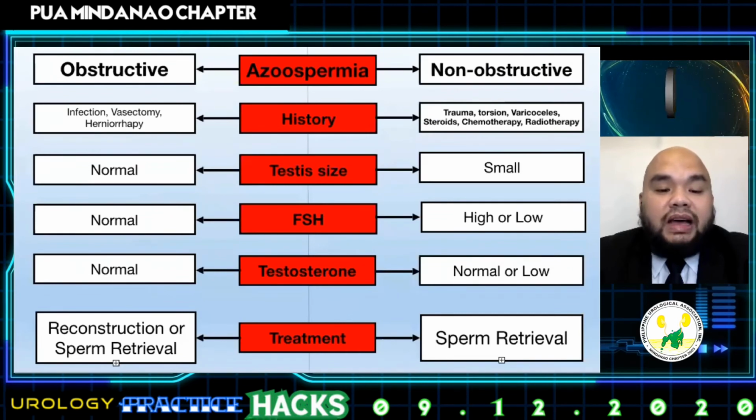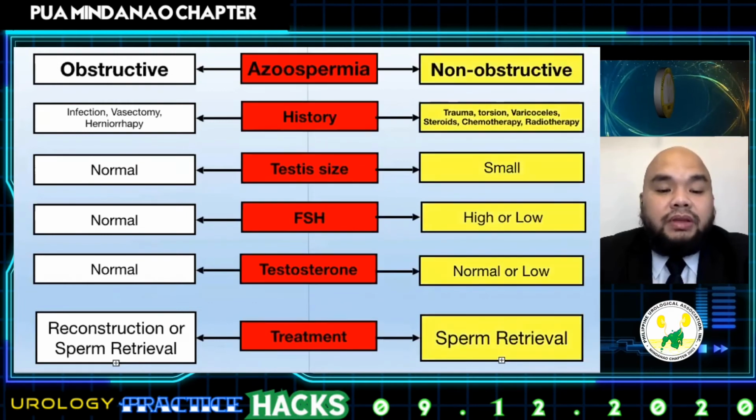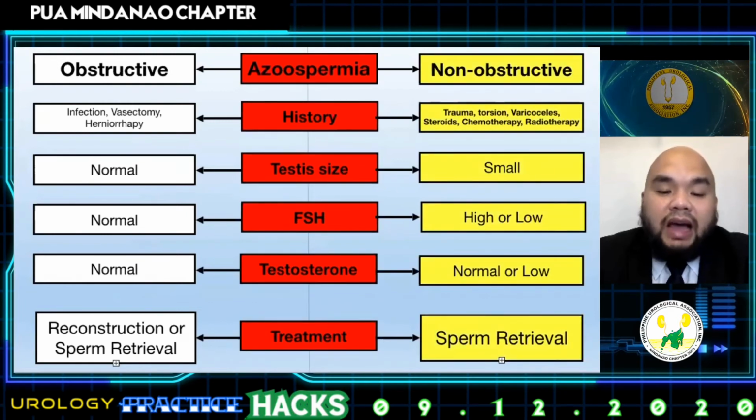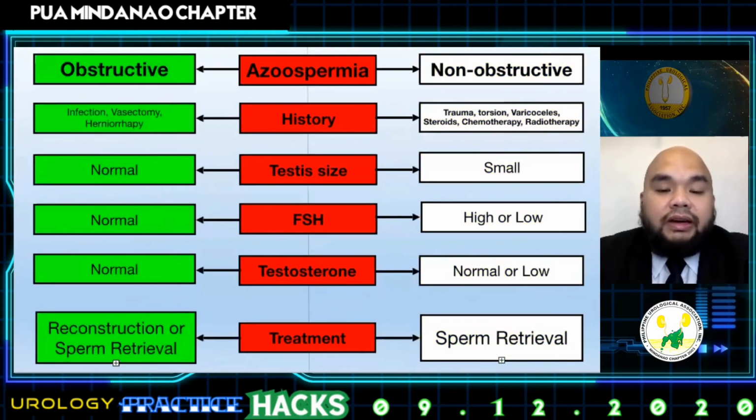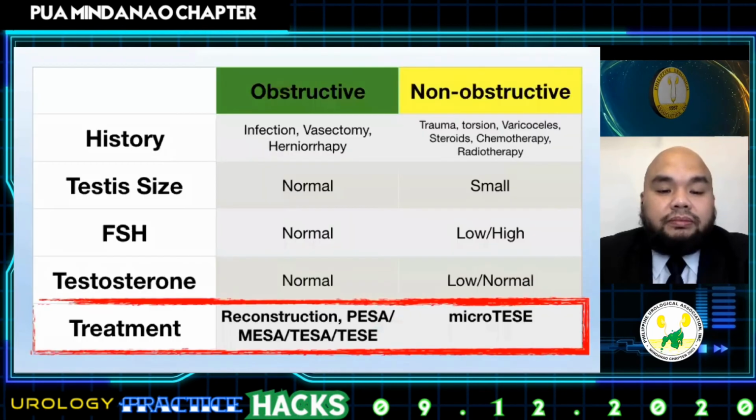I personally made this diagram to easily differentiate obstructive from non-obstructive azoospermia. Men with small testes and high FSH most likely have non-obstructive azoospermia. On the other hand, men with normal FSH and enlarged testes most likely have obstructive azoospermia. Microtese with IVF is the gold standard for the treatment of men with non-obstructive azoospermia. You can do reconstruction or sperm retrieval with IVF for men with obstructive azoospermia.